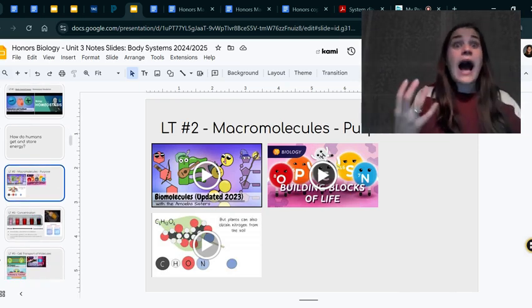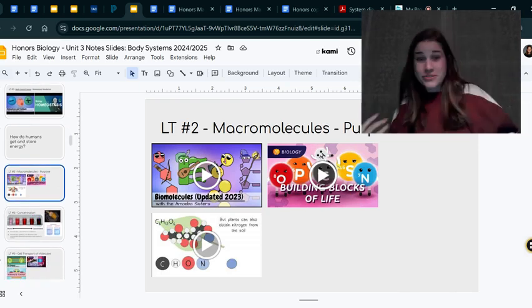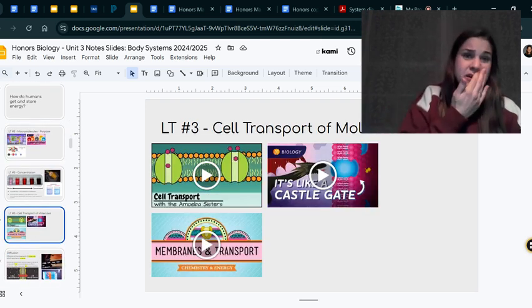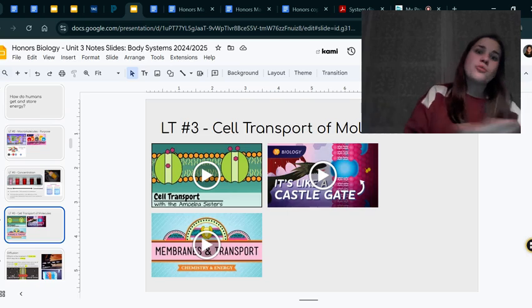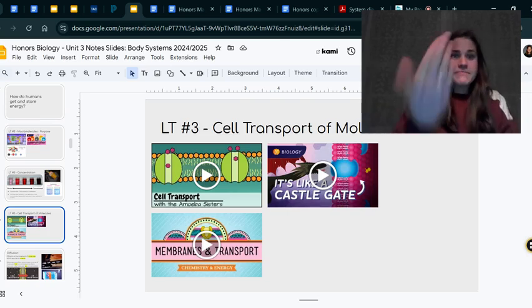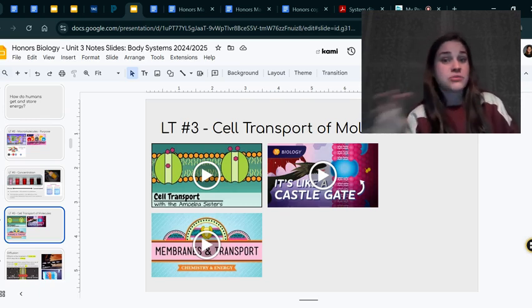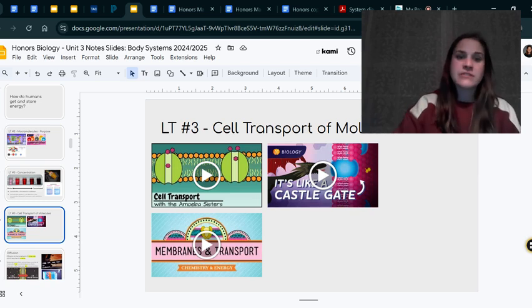Then once we realized how important they were on all of those different scales, we had to ask ourselves, okay, cool, but how do we get these molecules to where they need to be within the body? And so we looked at that through this idea of cell transport of molecules. How do they go from one cell to another? How do they enter a cell? How do they leave a cell?